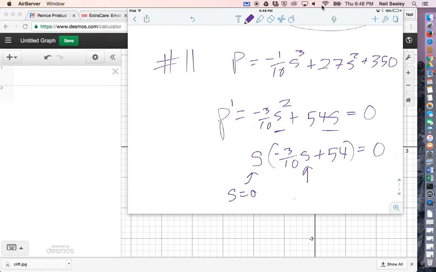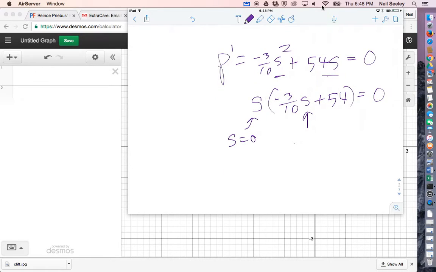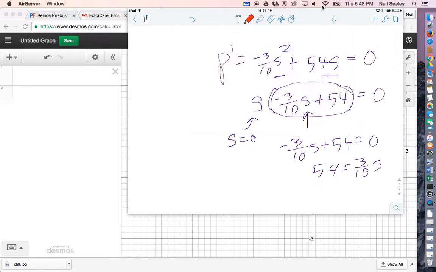This other s is a little harder to find. You've got to do a little algebra to figure this one out. You set the factor equal to 0 and find out what s is, because if this whole factor is equal to 0, 0 times whatever s really is still 0. So we set it equal to 0, and I'm going to add 3/10 s to the other side, so 54 equals 3/10 s. Multiply both sides by the reciprocal, 10/3, and we should be good to go.